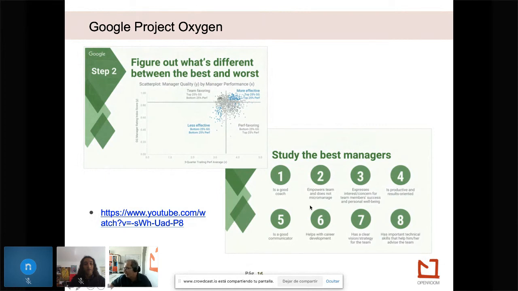So a good manager is a good coach, empowers the team, is a good communicator, and they actually demonstrated that. So this is really interesting. Also, this is a really interesting project to see, and it's also shareable. You can find everything on the Google re:Work page.